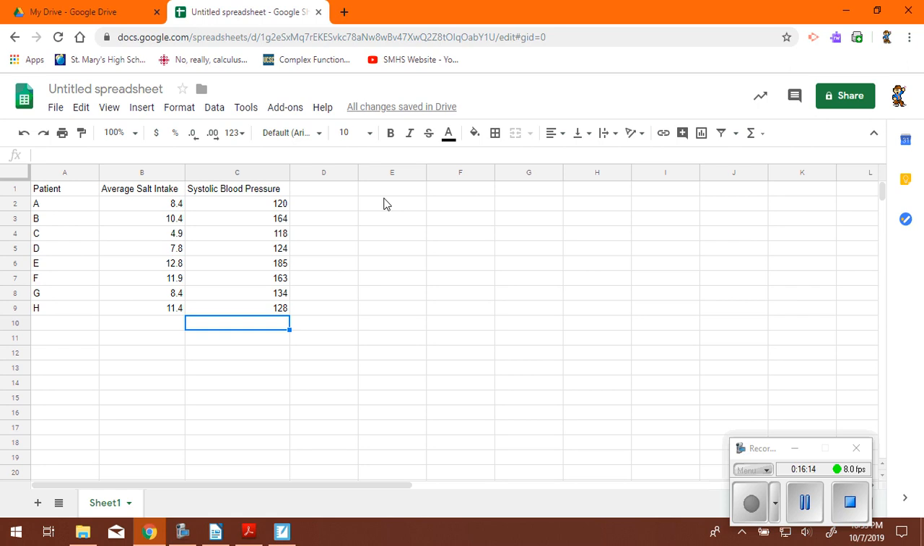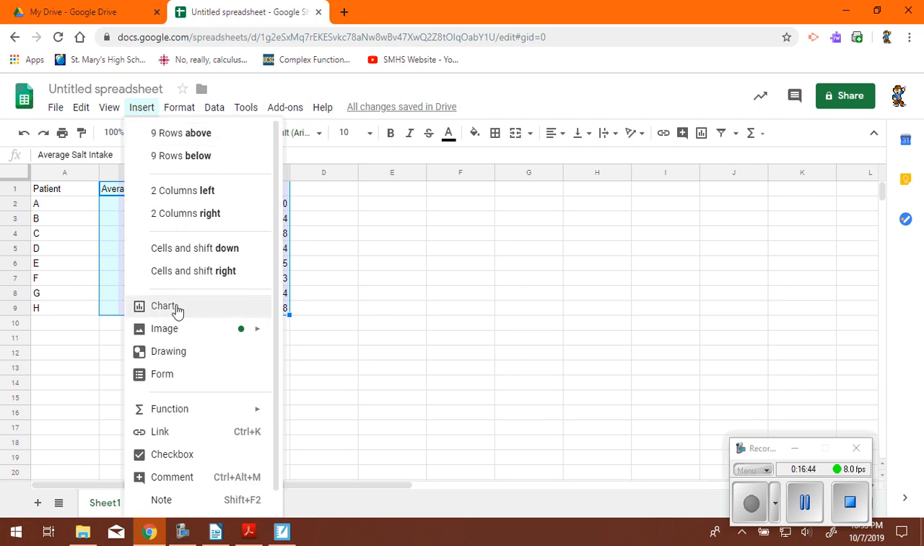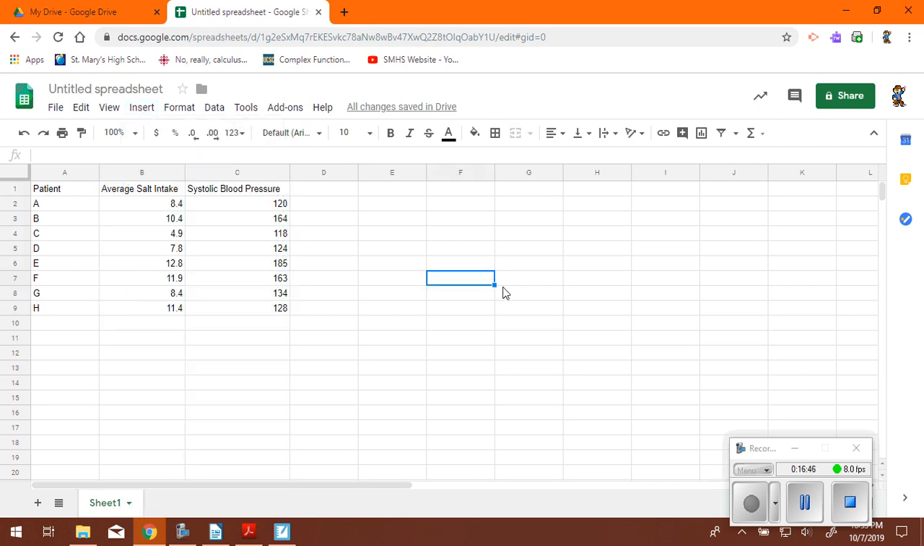Okay, so if you're back, we're now going to show you how to make a scatter plot of this information. I don't really even need that first column to do a scatter plot. It's more for reference. So I'm going to click and highlight those two, average salt intake and systolic blood pressure. To make my scatter plot, either you're going to go to this insert menu, go to chart, or there is a chart button over here. On mine, this is insert chart.